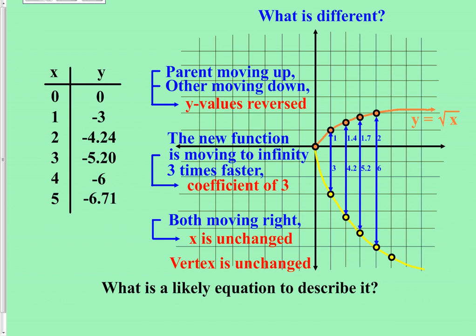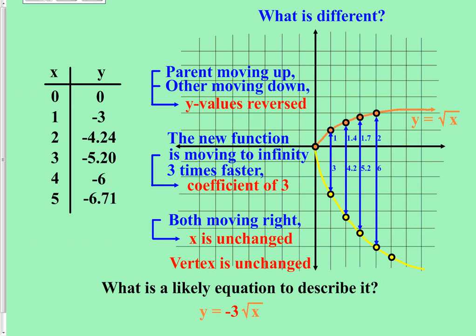Well, now it is time to write the equation. Based upon these 4 observations, our y value needs to be reversed, and we need to have a coefficient of 3. So what is a likely equation to describe this situation? y equals negative 3 times the square root of x. We put the negative outside of the radical so that it can affect the y value rather than the x value. We said y should be reversed, but x should not. We did not have a vertex change, so we left it at (0, 0).